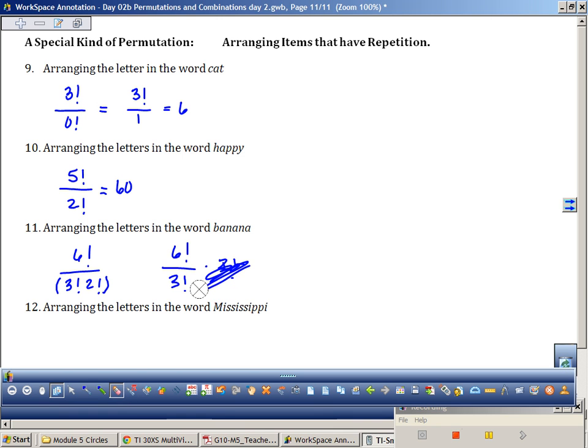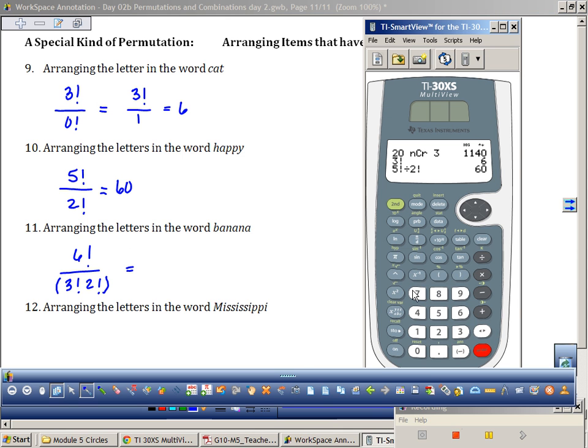Here's my eraser. Alright, so if I put this in the calculator, let me clear my screen here. 6 factorial divided by parentheses 3 factorial and 2 factorial in parentheses. Enter. 60.